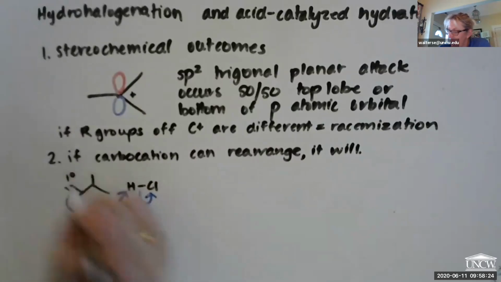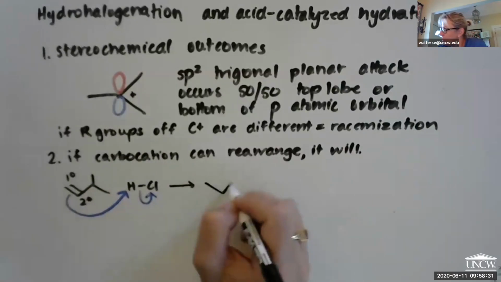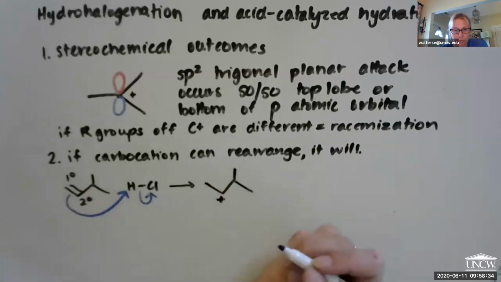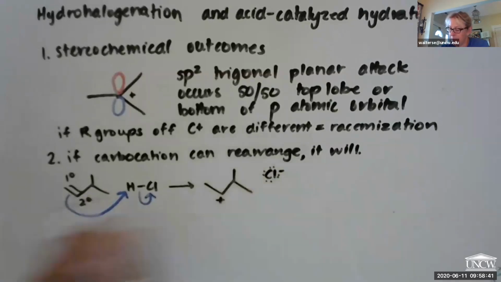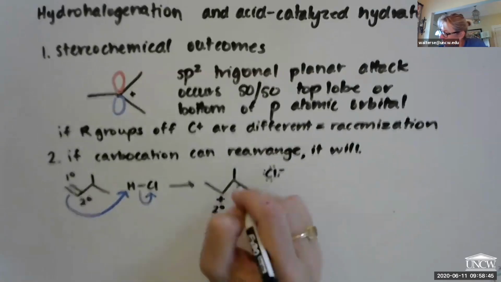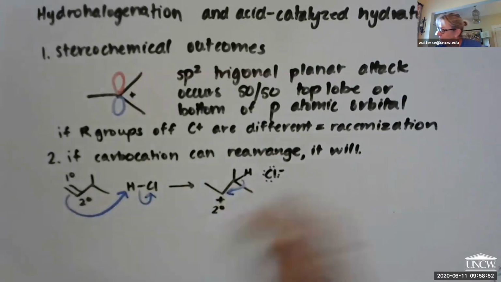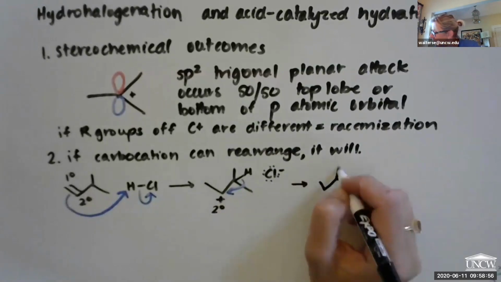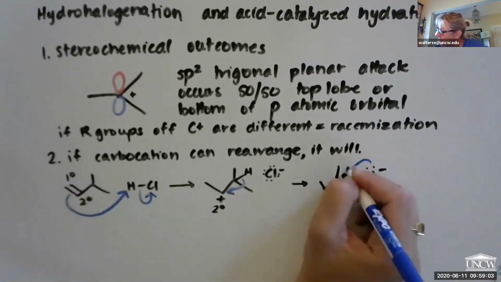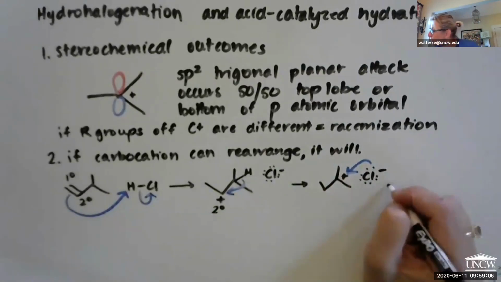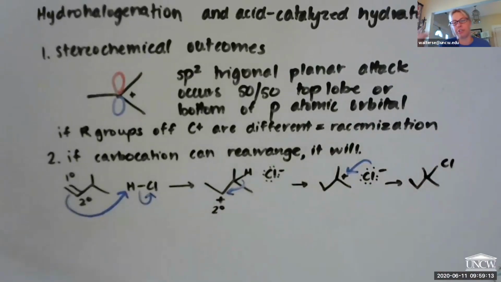This is a primary carbon. This is a secondary carbon. So the initial placement of the carbocation will be here. And you'd still have chloride here. This secondary carbocation will have a hydride shift to form a tertiary carbocation faster than the nucleophilic attack. So you'll form your tertiary carbocation, then perform the nucleophilic attack and make your tertiary alkyl halide.